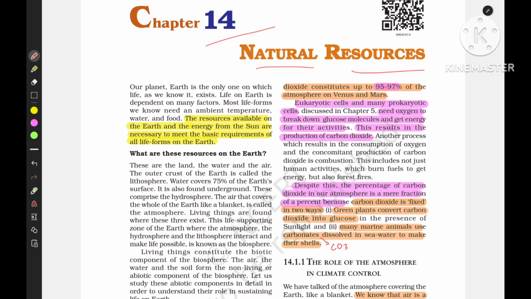chapter. The resources available on the earth and the energy from the sun are necessary to meet the basic requirements of life forms. So two things are important. One is the energy of the sun and the resources available on earth, which is the basic requirement for the life forms on earth.